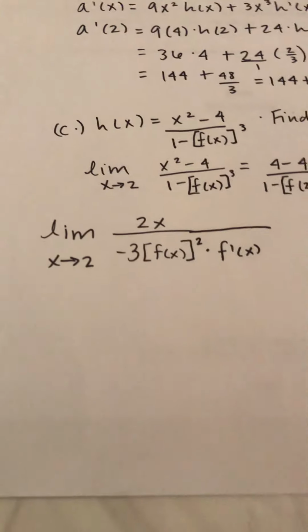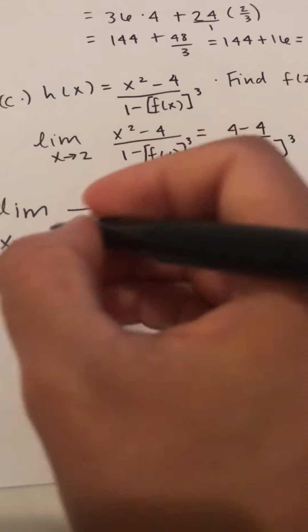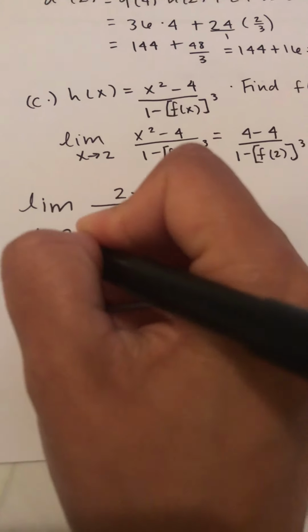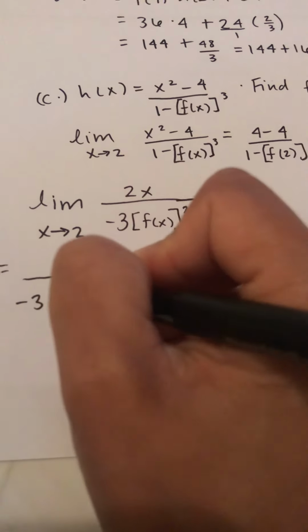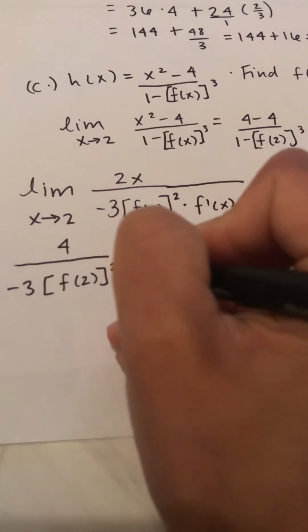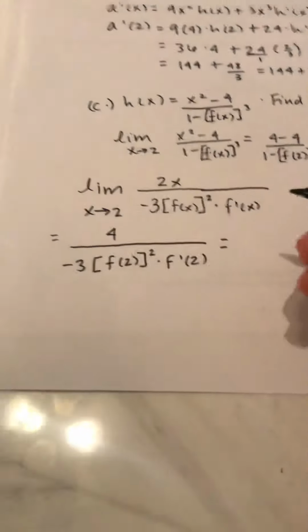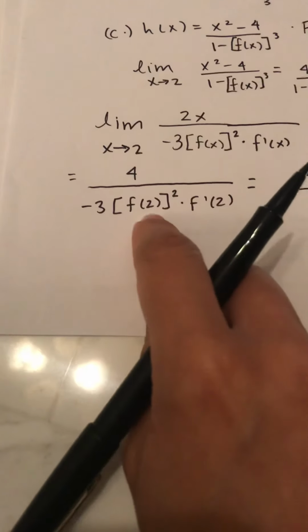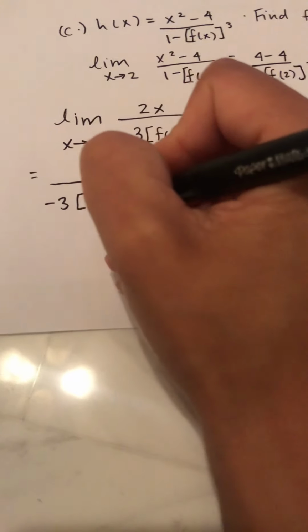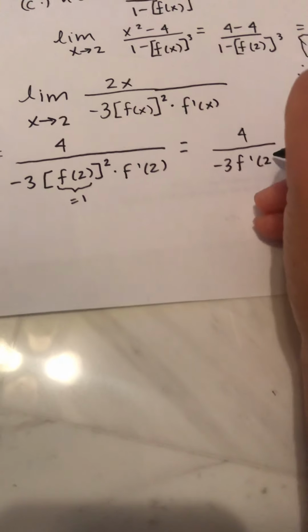We can plug in a couple of things. Well, first let's plug in this 2, direct substitution. So I would have 2 times 2 is 4 on my numerator, negative 3 f of 2 squared times f prime of 2. So I already have f prime of 2 in there. From the previous section, I know that this part right here is equal to 1, and 1 squared is 1, and 1 times negative 3 is negative 3, so I have negative 3 f prime of 2.